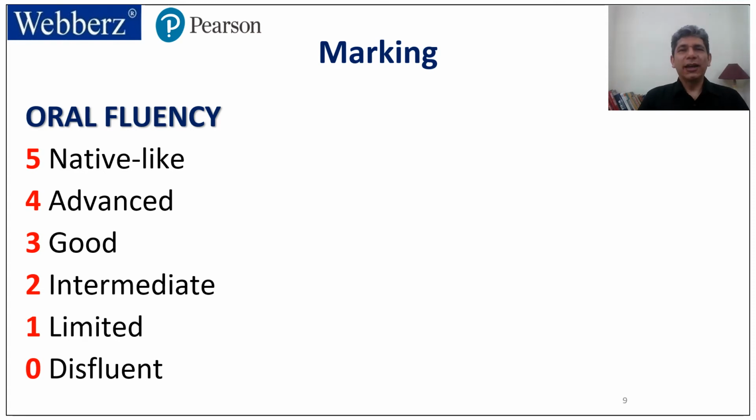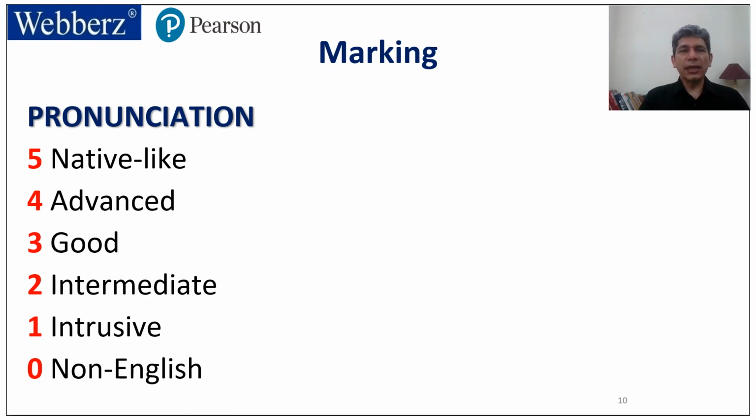Oral fluency. I have a separate video explaining oral fluency, but here I would just tell you that the grading is out of 5. 5 being native-like, 4 is advanced, 3 good, 2 intermediate, 1 is limited, and 0 is disfluent. For pronunciation, again I have another video. 5 marks for native-like, 4 for advanced, 3 for good pronunciation, 2 for intermediate, 1 for intrusive, and 0 for non-English.